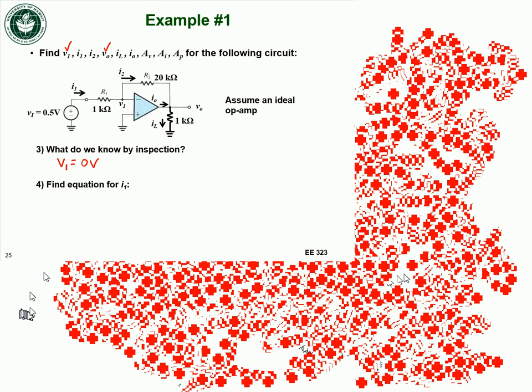Okay, what other relationships can I write down? I'm not doing any calculations yet. How about I2 and I1? What do we know about I2 and I1? They're equal to each other. Because if I do KCL at this node, labeled V1, there's no current going into the inverting terminal of the op-amp. So the current entering the node, which is I1, should be equal to the current leaving the node, which is I2.